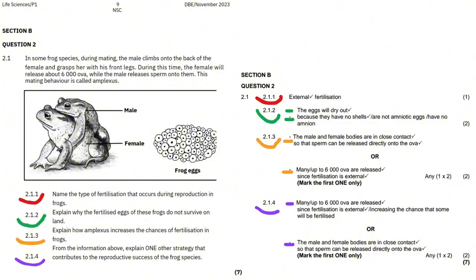2.1.2. Explain why the fertilized eggs of these frogs do not survive on land. The answer is the eggs will dry out because they have no shells and are not amniotic eggs or have no amnion. Question 2.1.3. Explain how amplexus increases the chances of fertilization in frogs. The male and female bodies are in close contact so that sperm can be released directly onto the ova, or many or up to 6,000 ova are released since fertilization is external.